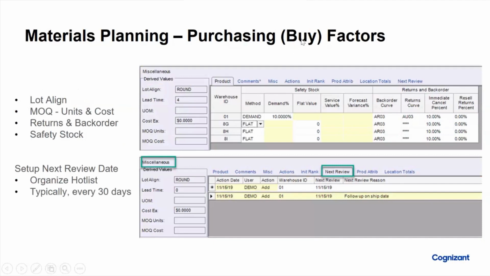So some of the purchasing or buy factors that can be defined within the materials planning screen is that align to lot. So that's going to just do the case lot rounding rules for you based off of either the data that is fed from your vendor item file or defined through the product wizard. Our minimum order quantity, units, and cost is all here as well, and that can then help you with placing what is that minimum that you need for the vendor down to a particular SKU level.